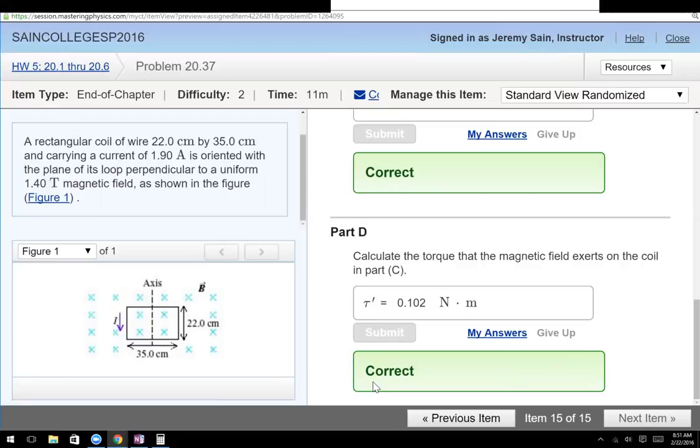And now if I twist this 30 degrees, now the normal vector is over here. It makes, I guess, a 150 degree angle with the field, and sine of 150 is a half. Cool. Yeah, it's kind of weird.